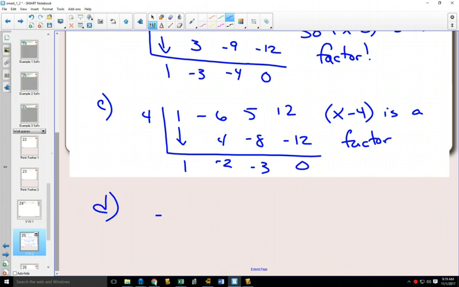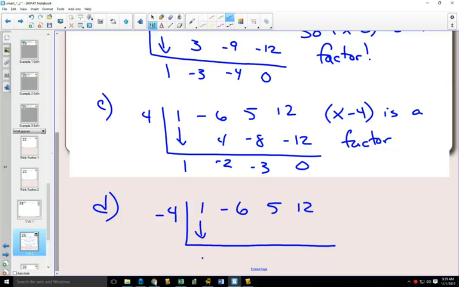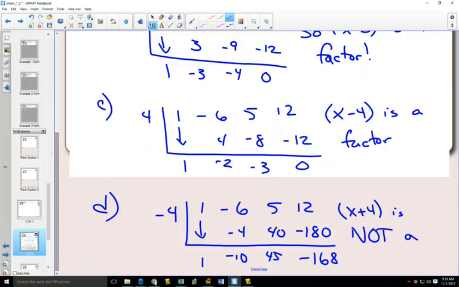In D, we're dividing by x plus 4, so we put a negative 4 out front. 1, negative 6, 5, 12. Bring down the 1, negative 4, negative 10, 40, 45. Ooh, it's not getting nice numbers here. Negative 180, negative 168. That is not a 0. x plus 4 is not a factor.